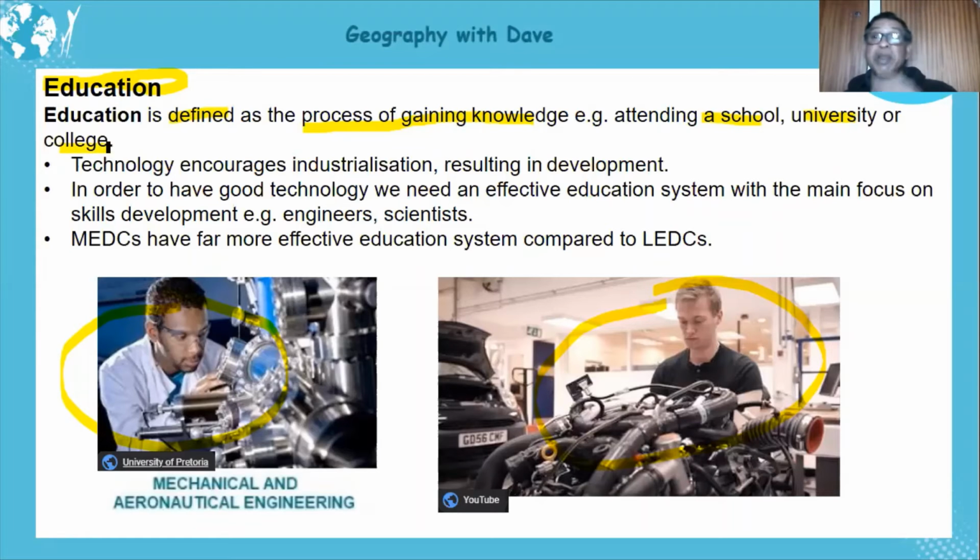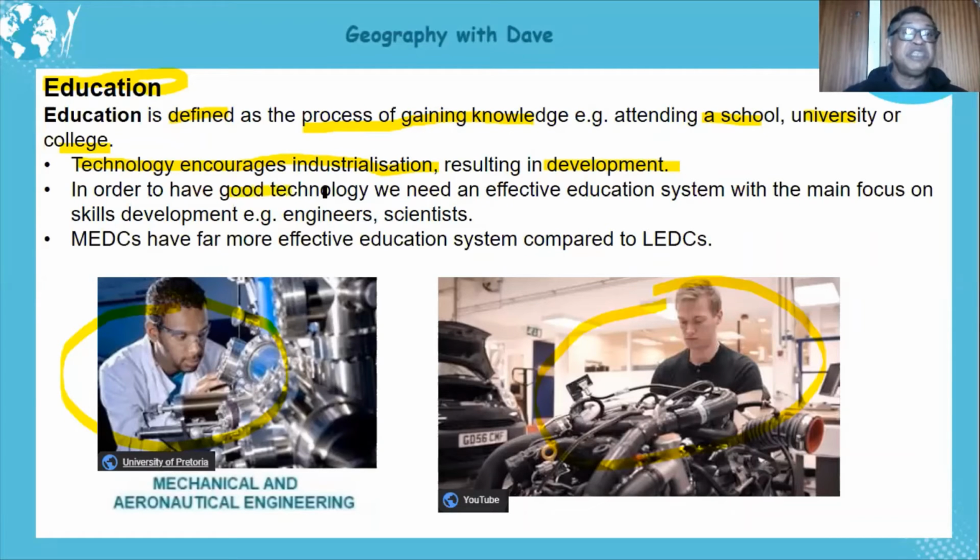So you gain the knowledge and skills, I like to add that word, that will let you be creative and more productive. So again, we say technology encourages industrialization and development. But in order to get those people creating it, like these two young men down here, you understand, they need to be educated. That's how they're going to become mechanical, aeronautical engineers. That's how they're going to do it, through education, which then creates more development.